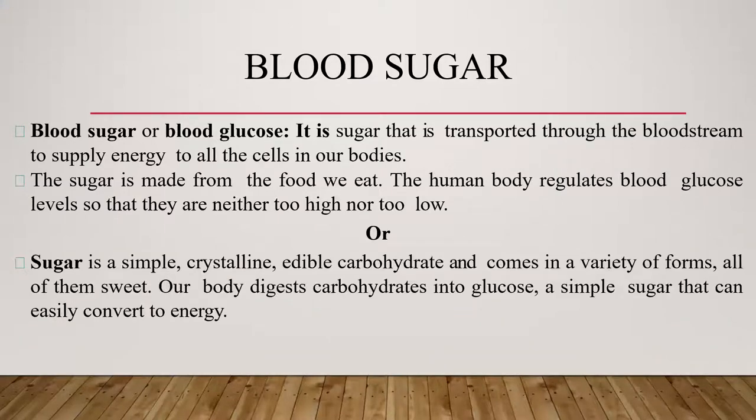It is a simple sugar, a crystalline edible carbohydrate, and comes in a variety of forms, all of them sweet. Our body digests carbohydrates into glucose, a simple sugar that can easily be converted to energy. Now, this is the second form of the definition of sugar or blood sugar. The chemical formula for glucose is C6H12O6. Now, this we know.